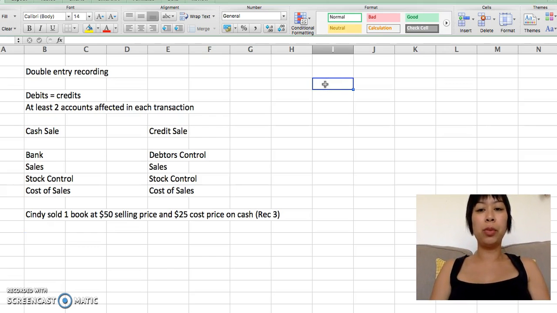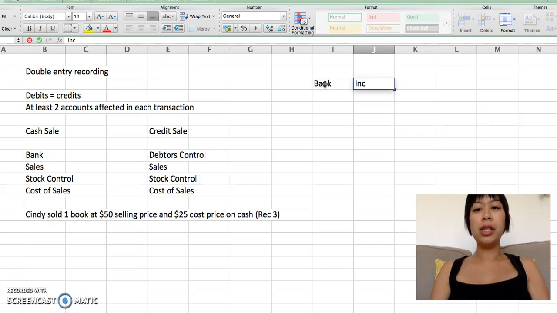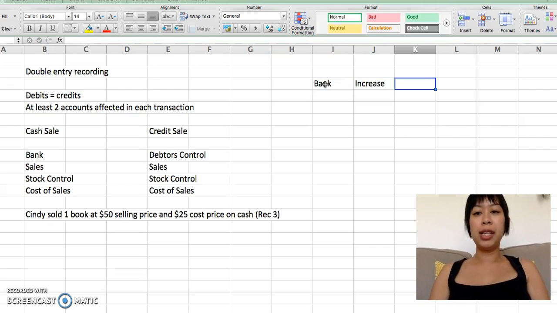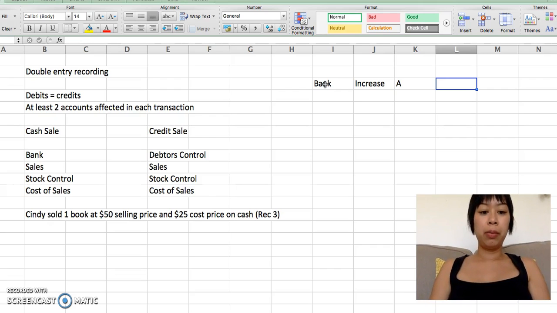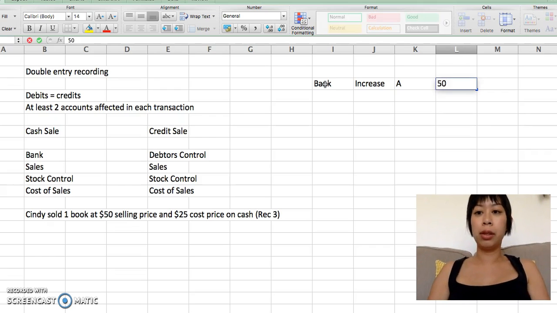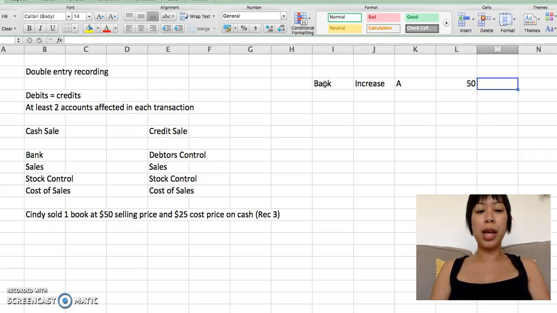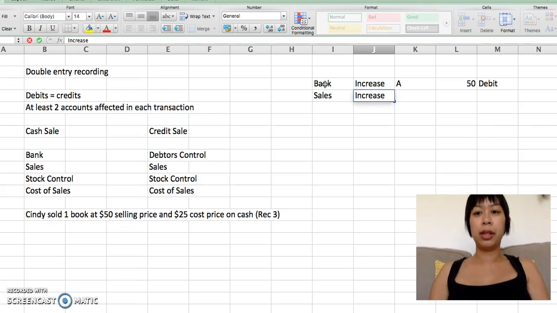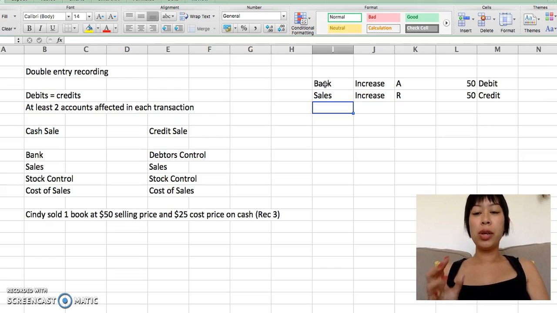The accounts affected would be bank, increase, it's an asset. The money going into the bank is actually $50, the selling price. And if you look at the table we looked at the other day in your textbook, it's a debit entry. Consequently, we'll have a sales account created. It's a revenue at $50. We credit this account. These two accounts become a pair where the debits equal the credits.